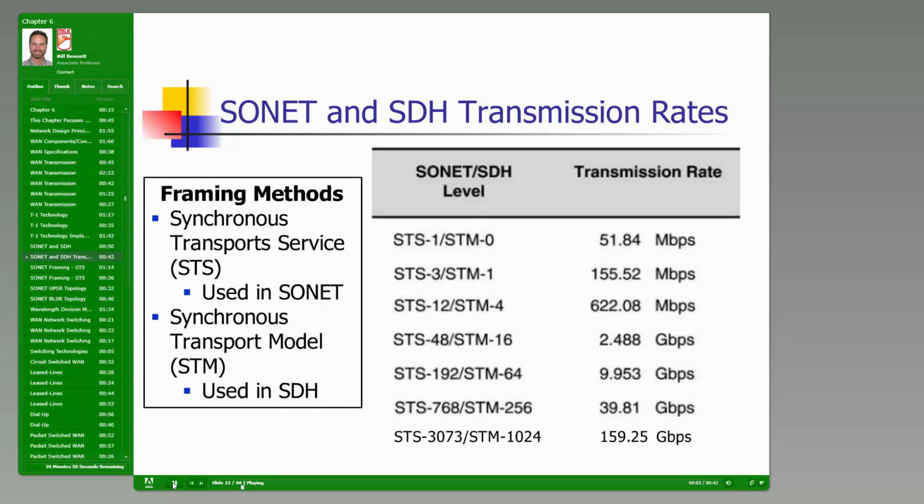Now here you can see we've got a table then that lists the SONET SDH service levels. So STS1, 51.84 megabits per second, STS3, 155.52 megabits per second, all the way down there to the STS 3073, which is 159.25 gigabits per second. On the left too there you'll see the framing methods. For SONET, it uses the STS, Synchronous Transport Signal, as its way of framing the bits. And then in SDH they use the Synchronous Transport Module, or STM.